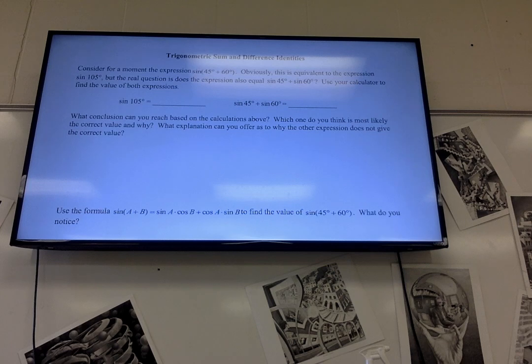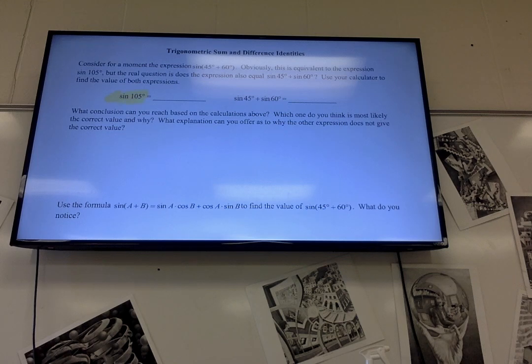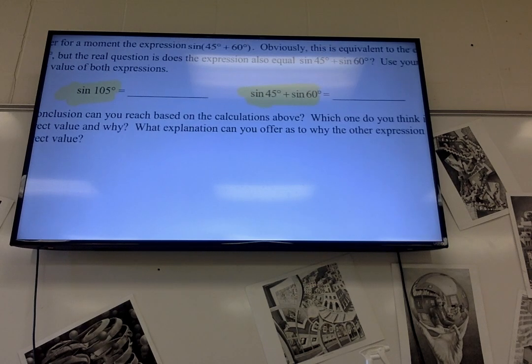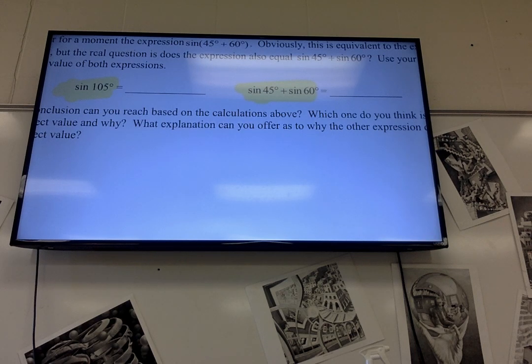Okay, so what I want you to do is make sure that your calculator's in degrees this time. And I want you to write down to 3 decimal places the sine of 105, what it is. And then find the sine of 45 plus the sine of 60, just like you see them here. Make sure it's in degrees. Your modes have got to be in degrees.